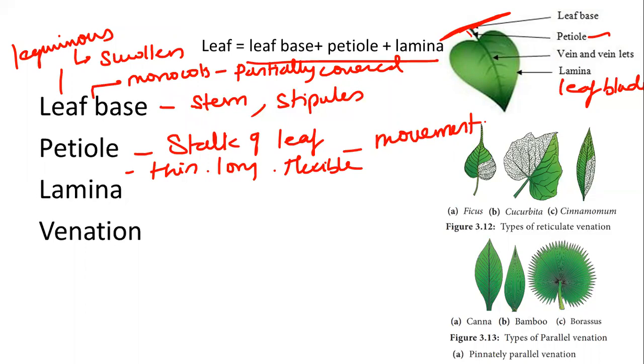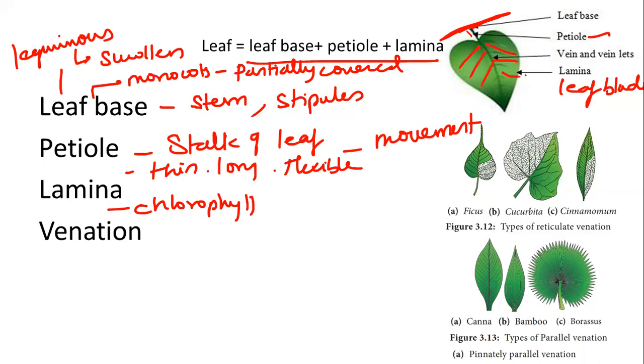The next one is lamina, which is also called the leaf blade. This is the place where the chlorophyll will be present. I hope you all know this, it is a very common one. So chlorophyll will be present, and this expanded part of the leaf possesses veins.